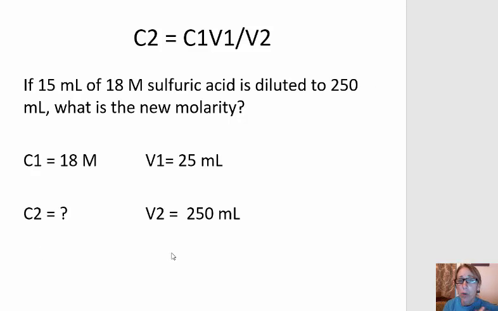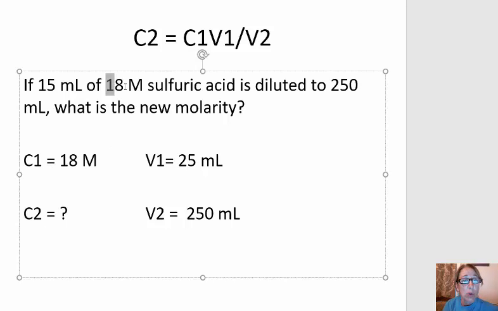So the first thing we want to do anytime we're using a formula or plugging into an equation is identify our variables. So C1 is the 18 molar. That is our stock solution. It's a concentrated solution that we're diluting. So that's our C1. And V1 is the 15 milliliters. So I have 15 milliliters of 18 molar. So both of these values have to do with the concentrated or stock solution. Then I dilute it to 250 milliliters. So that is my new volume, or V2, and I'm solving for C2, or my new molarity.